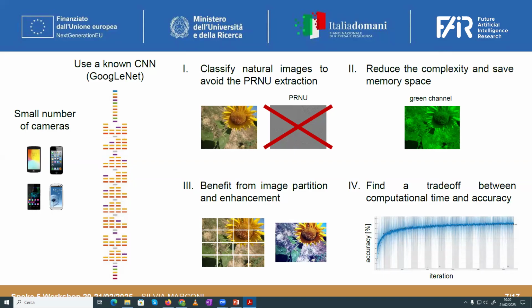To reduce the complexity and save memory space, we consider only the green channel where the PRNU most concentrates, and we will apply some techniques like image partition and image enhancement. The final goal is to find a trade-off between the computational time and accuracy. So we don't claim to reach the best accuracy, but we want to fix a computational time, here for example 20 epochs, where an epoch is the number of iterations that the network needs to process all the training images, and try to find strategies to improve the accuracy.